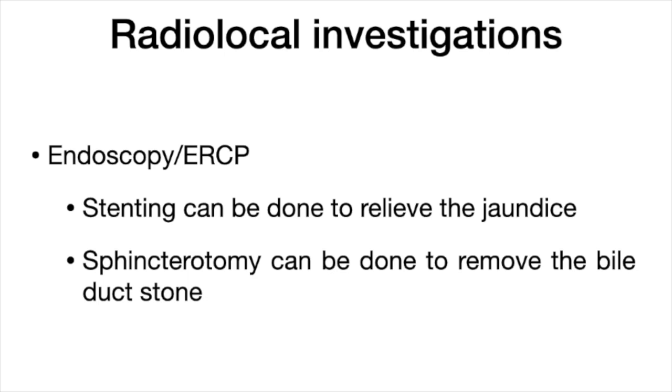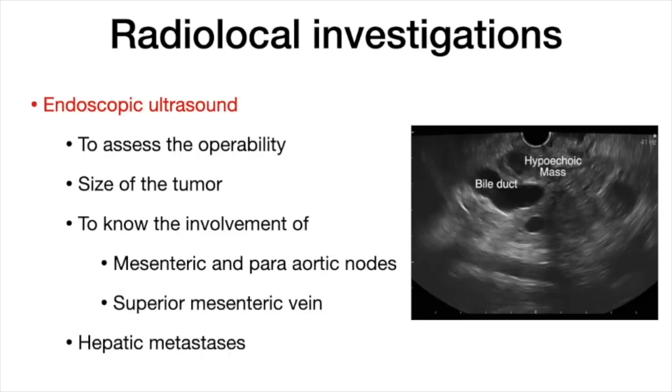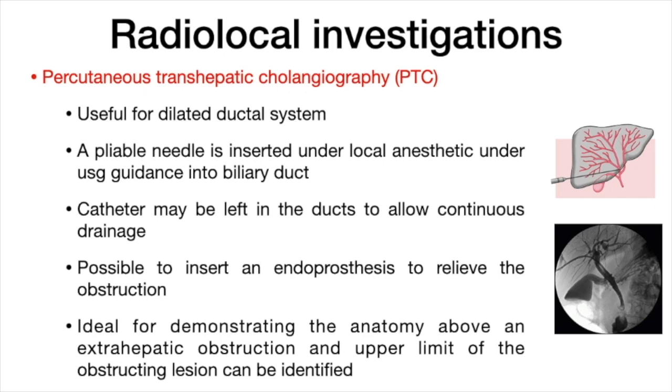Another modality of investigation is endoscopic ultrasound. This is usually done to assess the operability and size of the tumor, involvement of the mesenteric or para-aortic nodes and the superior mesenteric vein, and it also helps to detect hepatic metastasis. Another one is percutaneous transhepatic cholangiography. It is useful in a dilated ductal system. In this, a needle is inserted under local anesthesia and under USG guidance, and it is ideal for demonstrating the anatomy of the biliary tree.